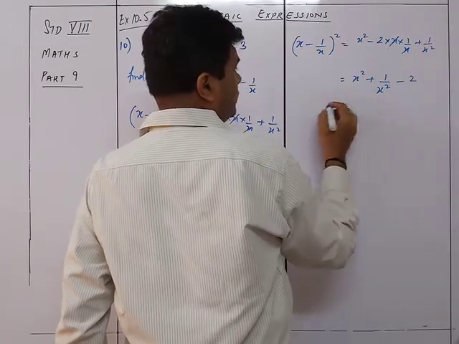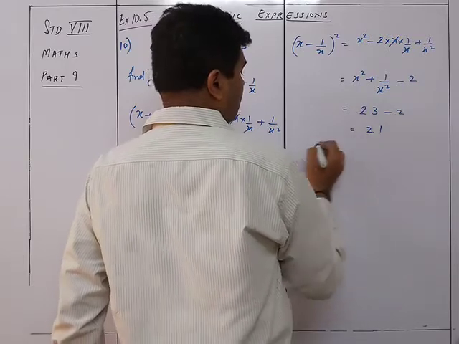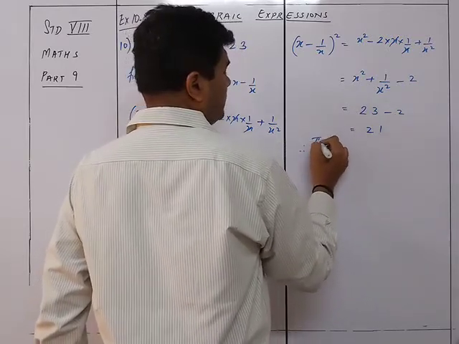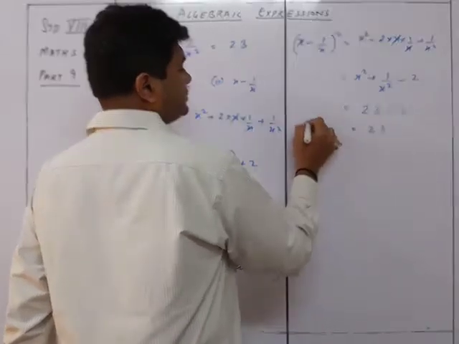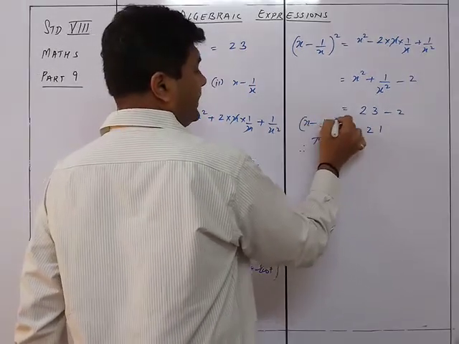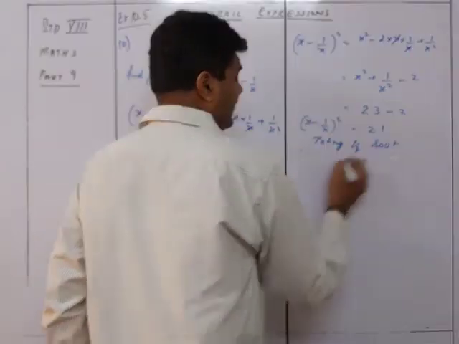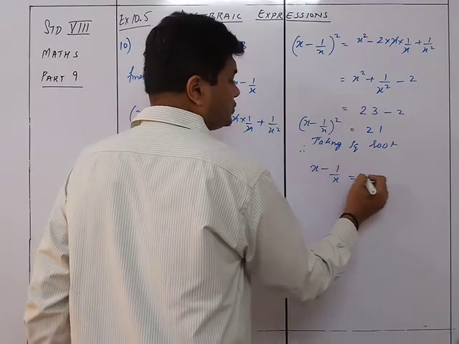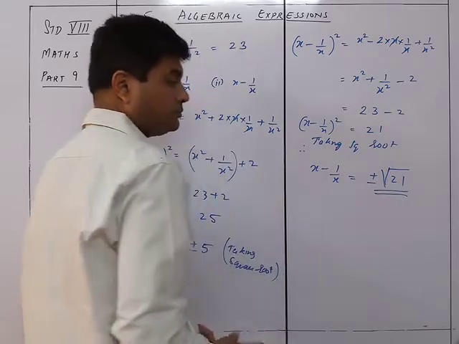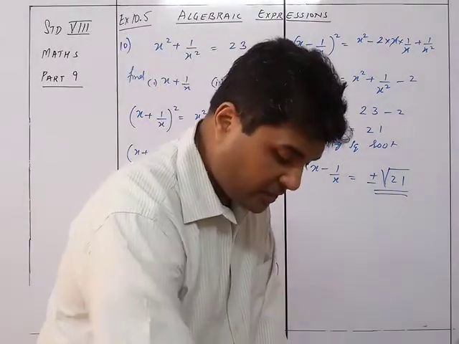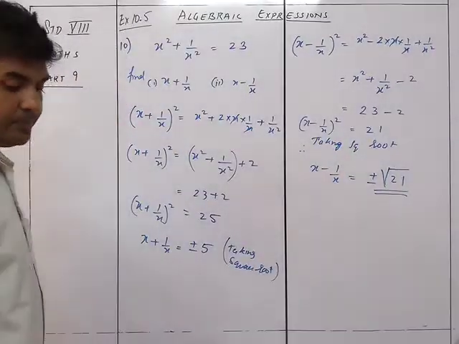So that will be equal to 23 minus 2, which is equal to 21. Therefore, x minus 1 upon x the whole square is equal to 21. Taking square root, we have x minus 1 upon x is equal to plus or minus root of 21. So the answer will be plus or minus root 21 for sum number 10.